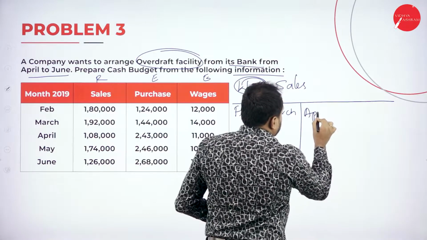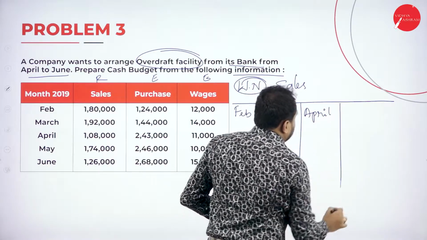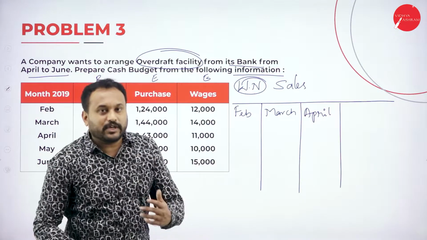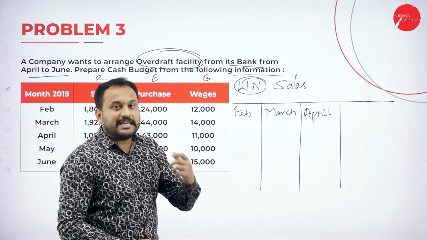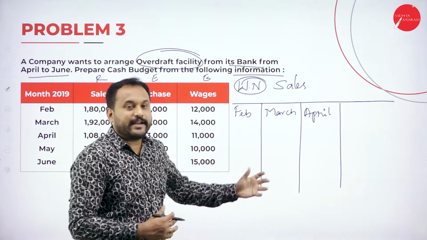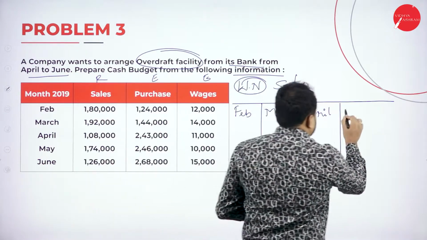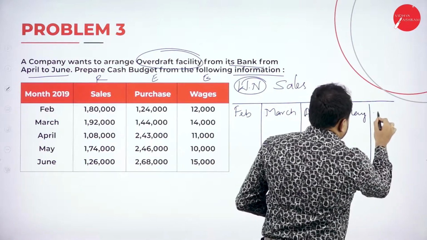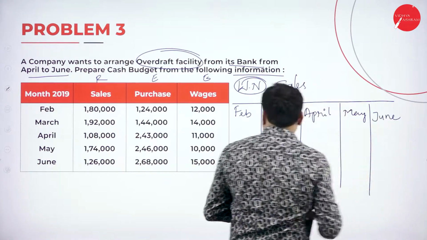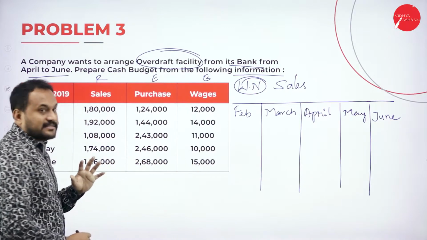April. Students, let me just tell you, the more you go with working notes and the more you calculate like this, the more ease you will have. It's like a cakewalk for you the minute you get the cash budget. April, then May, and the last one is June. So we'll write what exactly the sales was.